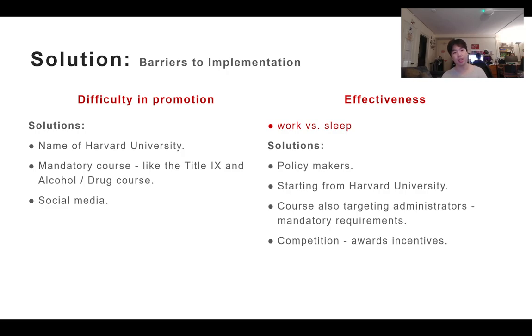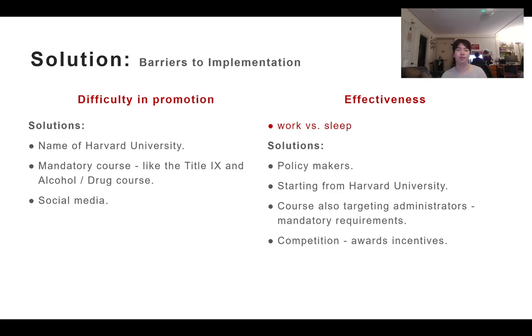There are some barriers, yes. There is some difficulty in promotion because people might just ignore the course. First of all, we have the name of Harvard University. It's a glorious name. People are more likely to believe us and click into the link if they see something about sleep with Harvard in its name. And we can make the course mandatory, like the alcohol and drug course, and we can use social media, which is a very powerful tool when we try to popularize or promote our course.